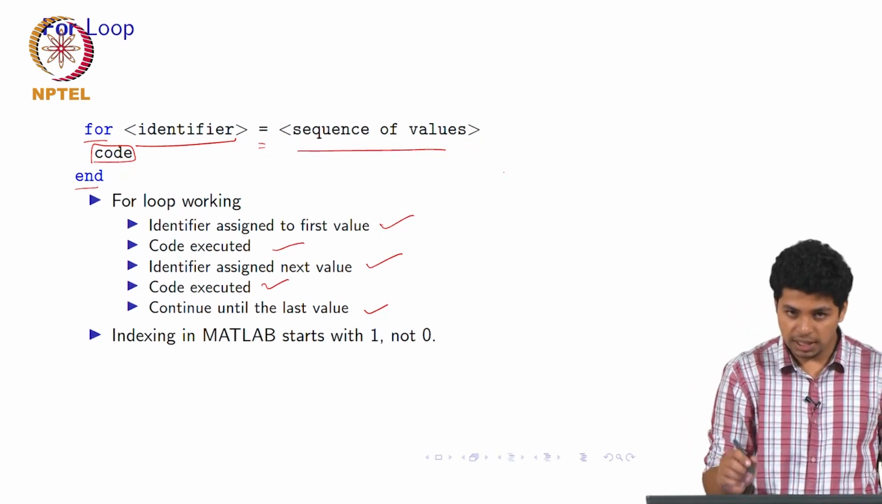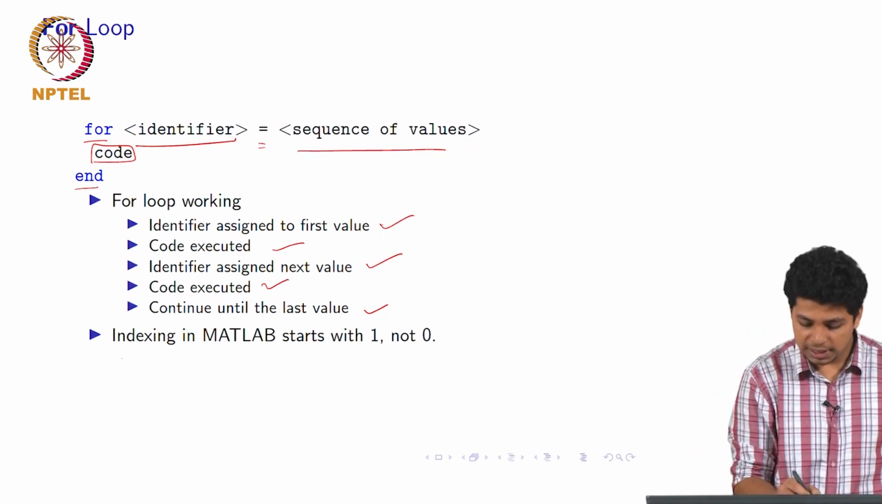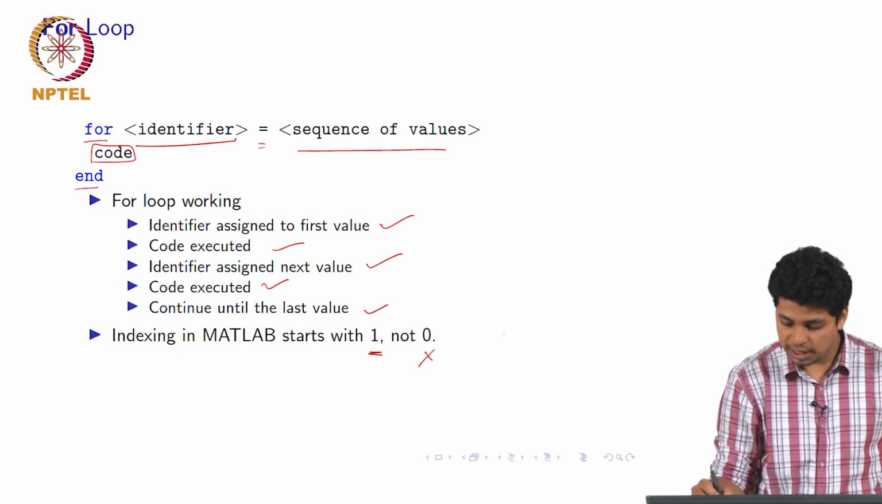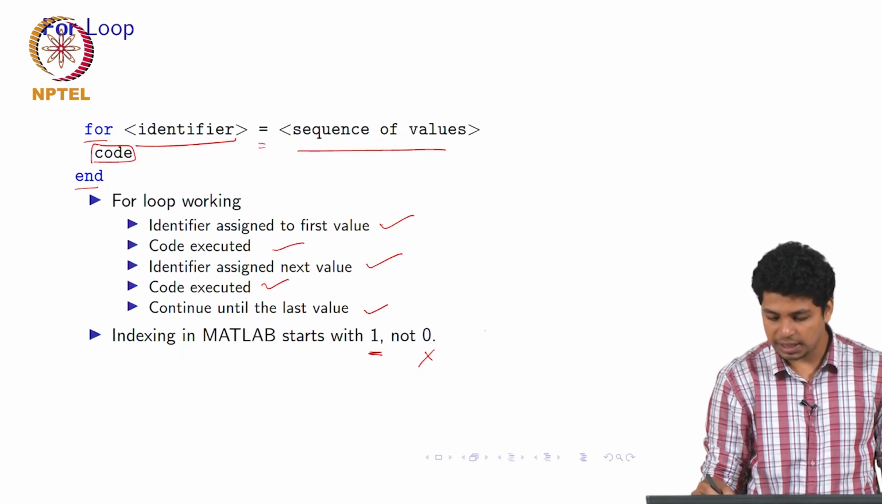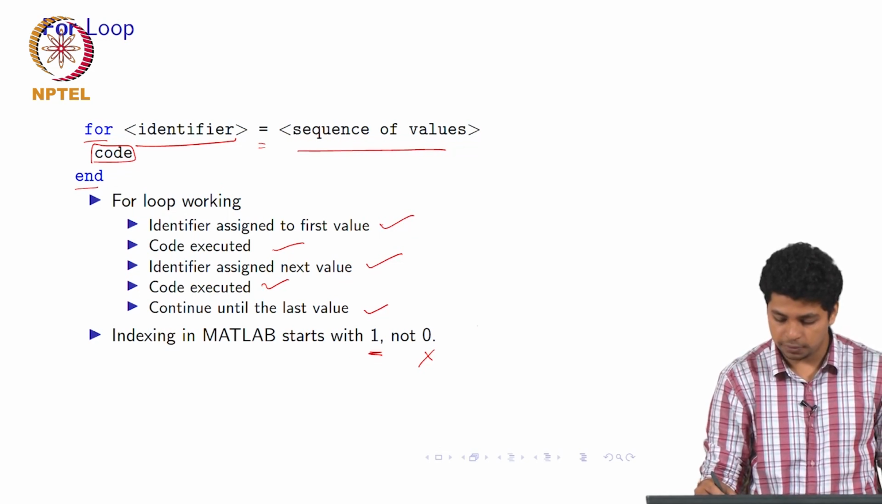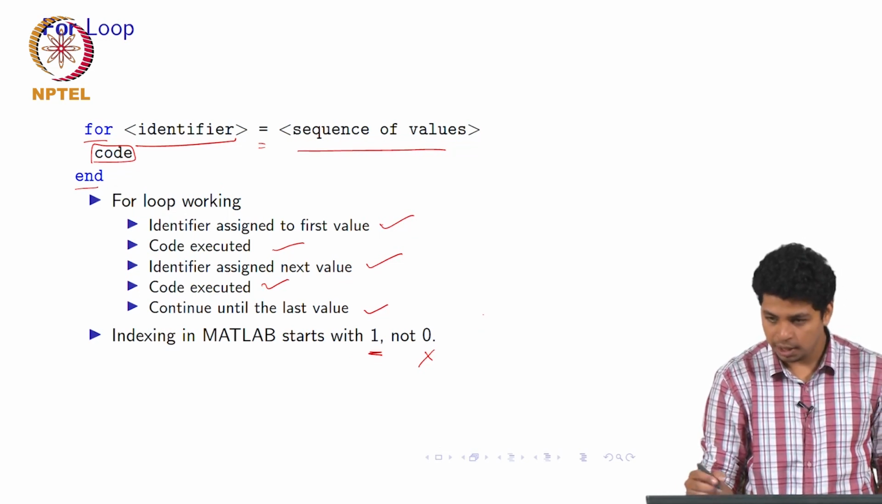And there is one very key point to remember, that indexing in MATLAB starts with 1, not with 0. In C or C++ or even Python, the indexing will start from 0, but in MATLAB the indexing will start from 1. So the index of the first value in an array will be 1 and will not be 0.